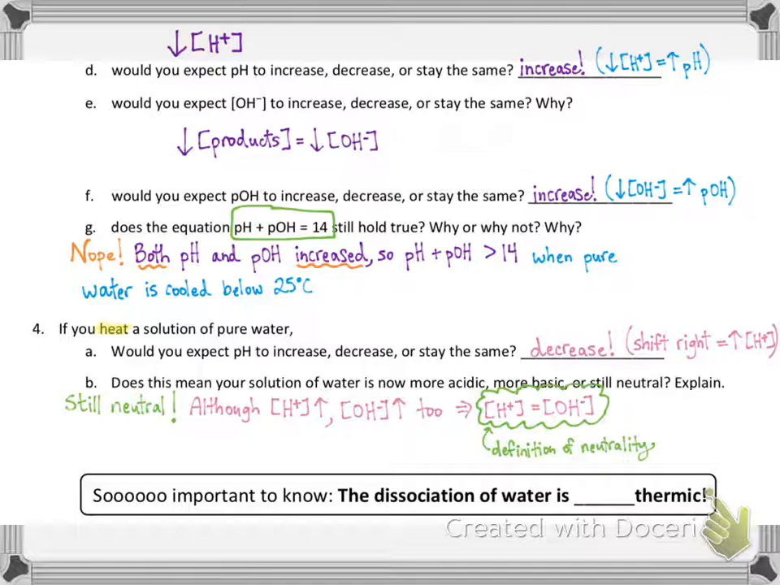Now, please make a note, because this is probably the most important thing on this whole page. This is what we talked about at the very beginning, that the dissociation of water is endothermic. You can always reason it out using what we talked about with the bond breaking or ending, but there are a lot of problems that require you to work out the fact that the dissociation of water is endothermic, so knowing that fact will be very helpful.